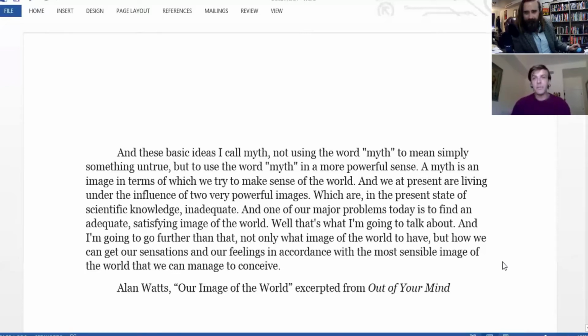If I may, Cathal, I'm going to read this last sentence again out loud, because I think it's a great example of seeing the uneven U at the end of a paragraph. Mm-hmm. And I'm going to go further than that. Not only what image of the world we have, but how we can get our sensations and our feelings in accordance with the most sensible image of the world that we can manage to conceive. It's a great sentence. You might have to read it a couple times to understand it, because it's jam-packed with information, and it introduces a new concept, and it needs paragraphs to unpack.